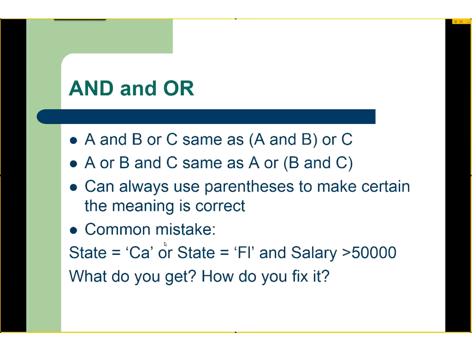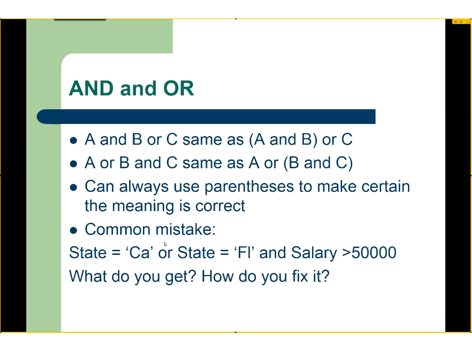So if you have A and B or C, it will do it correctly, the way you probably wanted it. But if you do A or B and C, it will do the B and C first. You can always use parentheses. Notice the bottom one here. What are you going to get? All the rich people in Florida and anyone who lives in California. Maybe that's what you wanted.